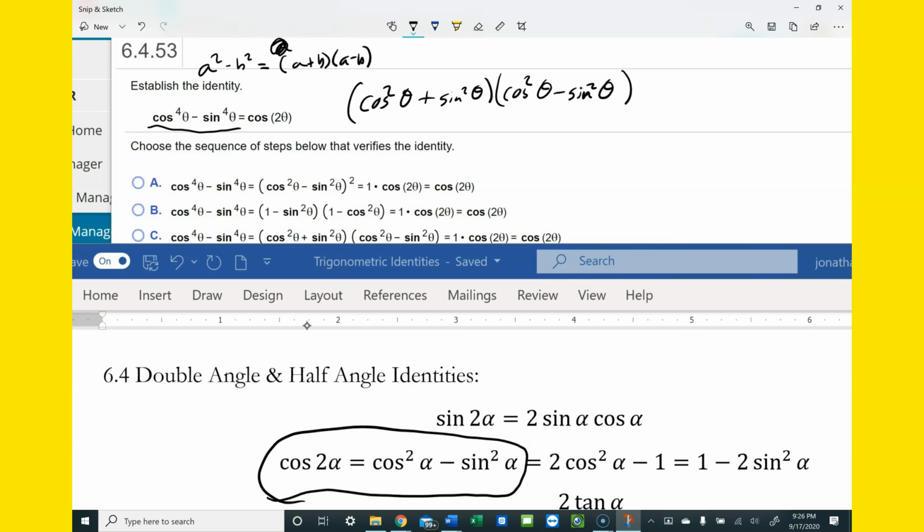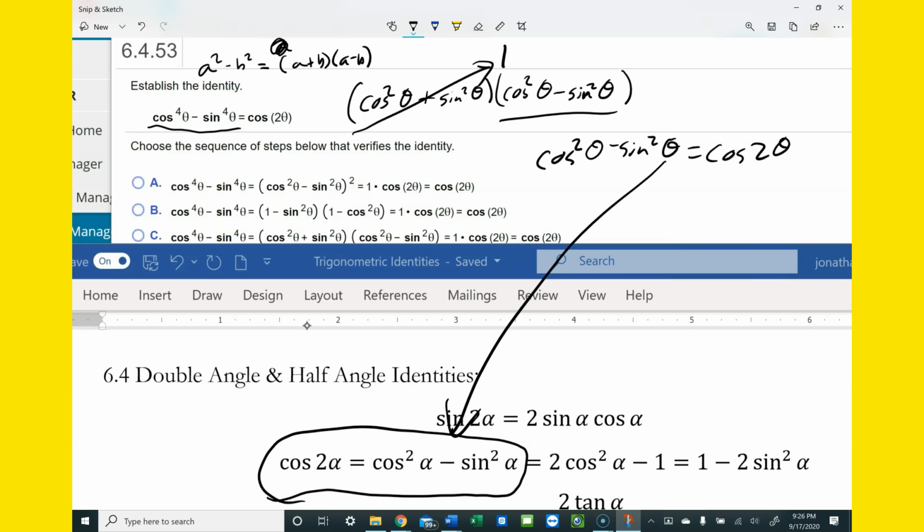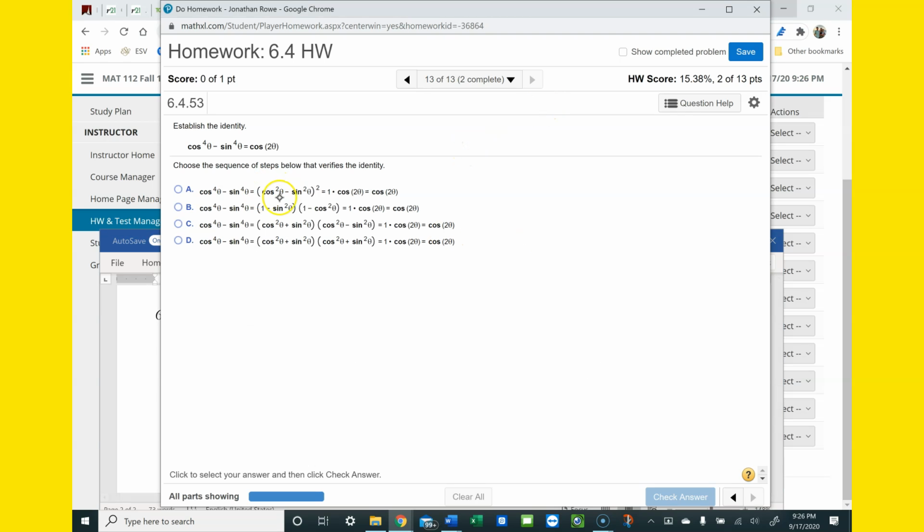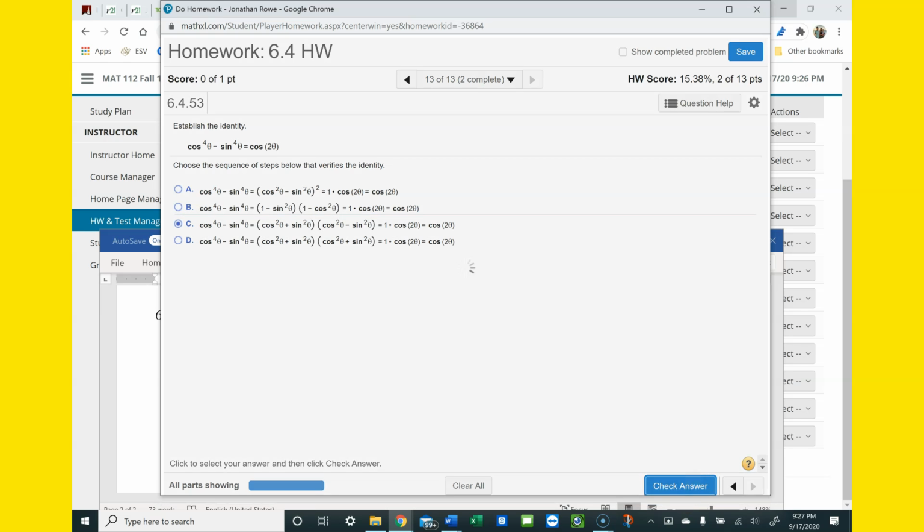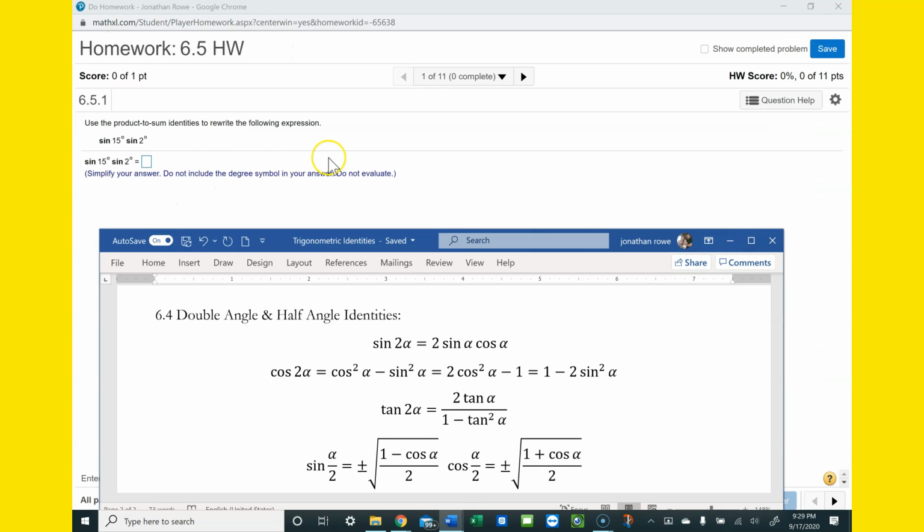Now, what is cosine squared plus sine squared? We already know what that is. That's a Pythagorean identity. That is just the good old number 1. So we're left with cosine squared theta minus sine squared theta, which equals cosine 2 theta. And there's the identity. That's the same thing as that right there. So done. Now I just have to pick the right answer choice. I'm liking choice C. And choice C it is. Good deal.